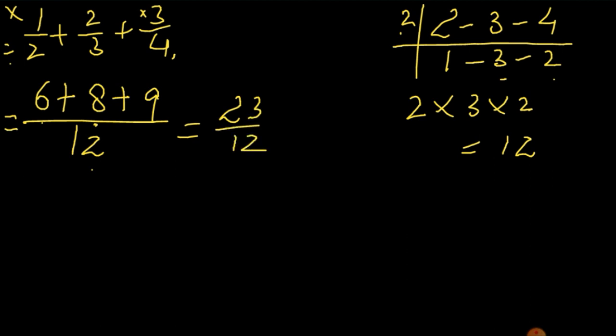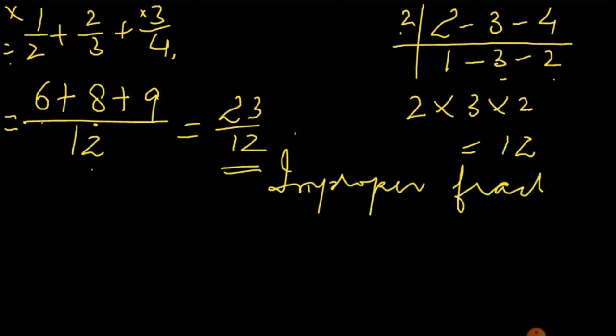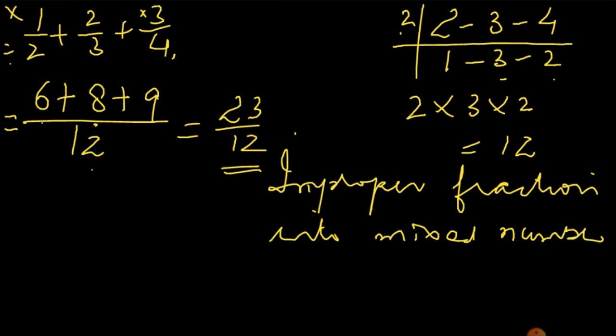So this is the addition of unlike fractions. Now you see the numerator is greater than the denominator. So it means it is which fraction? Improper fraction. This is an improper fraction. So an improper fraction can be converted into which fraction? Into a mixed number.